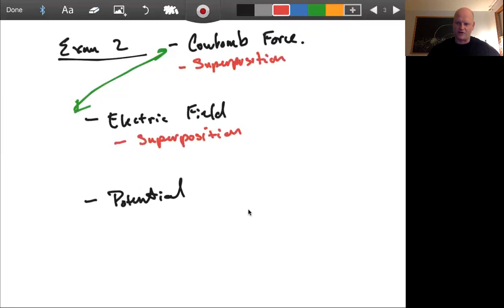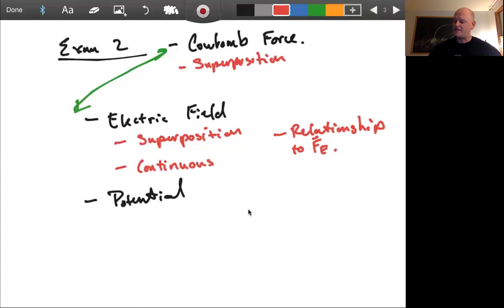We also have continuous distributions. So continuous charge distributions. And like I said here, then the relationship to the electric force. So how are these guys related to each other? So those are some major topics there.